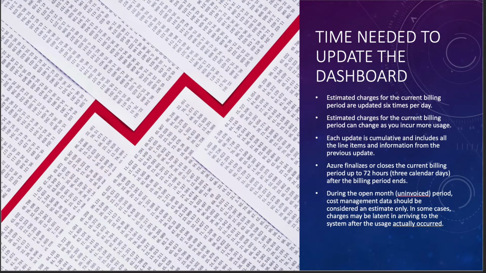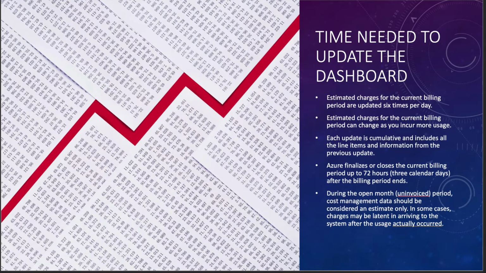The cool part about this update on the dashboard is that estimated charges for a current billing period are updated 6 times a day. So you actually do get 6 times in a 24-hour cycle what your estimated charges are. Estimated charges for the current billing period can change as you incur more usage. So if someone spins up something they shouldn't be, your high capacity Bitcoin mining operation, and the reason I keep using that as my example is because it's happened, you can run into some real serious costs here. Each update is cumulative, and that means everything just keeps updating based on what you've added to it over the last bit.